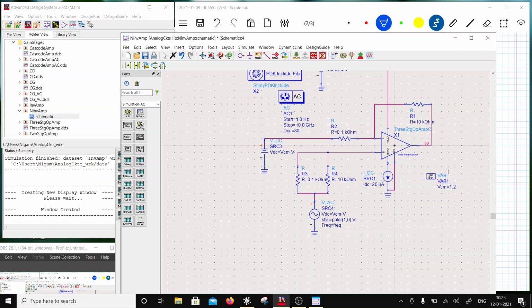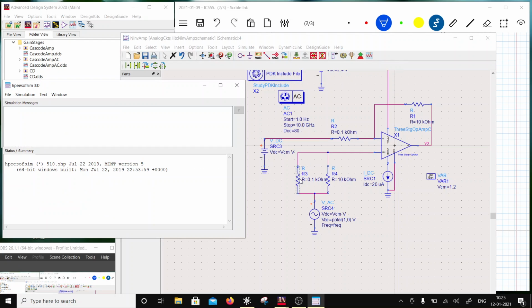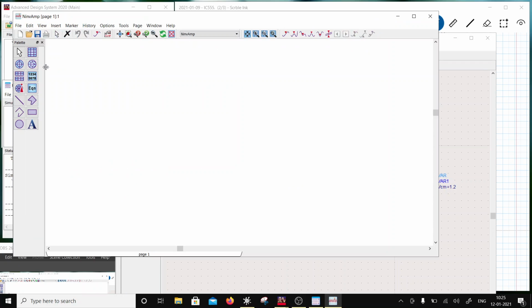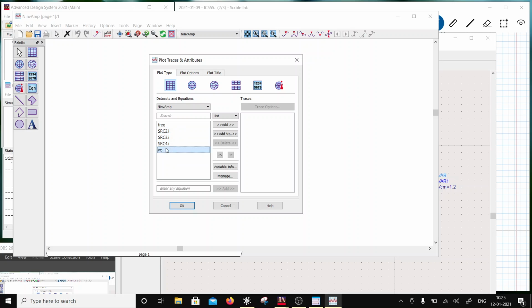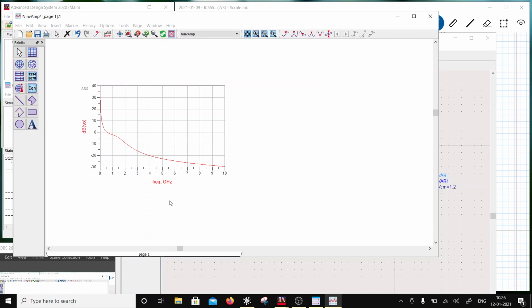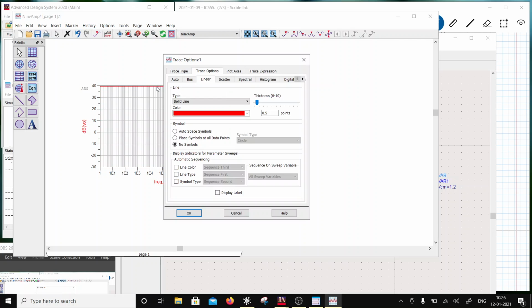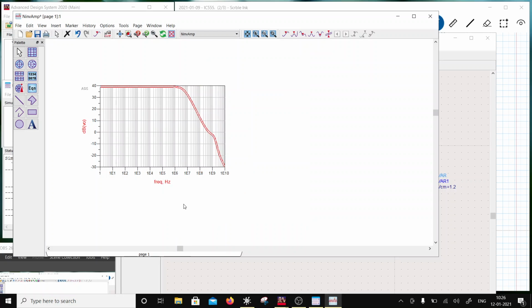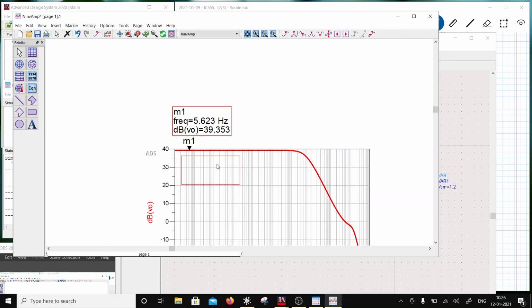Okay, so now I'm going to simulate this one, and the gain would be slightly higher. I'll put a log scale on the x-axis, so it is the same response, but I'm going to put in here a marker to see. So it's slightly higher, doesn't matter.